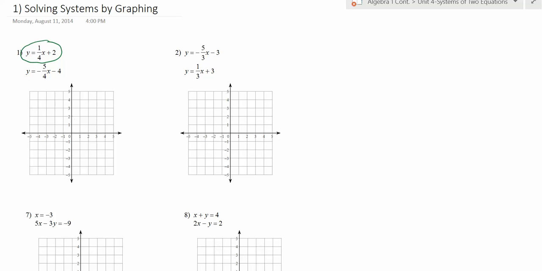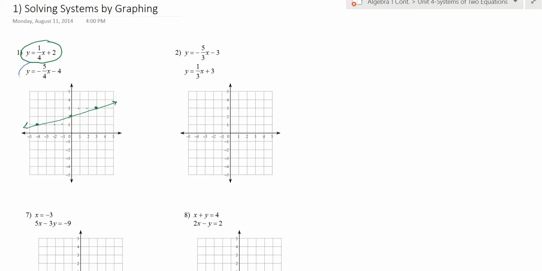Now remember, 2 is your y-intercept, so we're going to start at 2. And your slope is 1/4, so we're going up 1 over 4. Up 1, there's no space, so I can also go down 1, back 4, and then connect my dots. And what we want to do when we're solving systems is we're trying to find the point of intersection, where our lines will intersect.